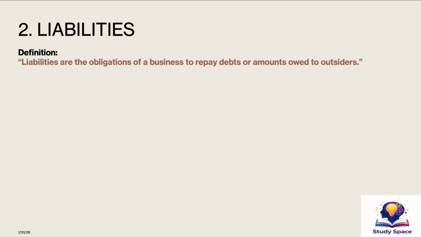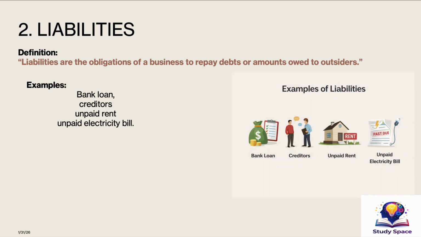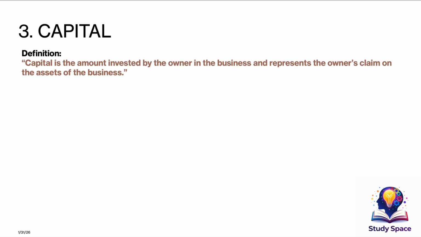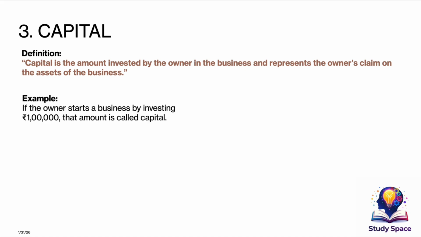Next is liabilities. Liabilities are the obligations of a business to pay money to others in the future. For example, bank loan, creditors, unpaid rent, and unpaid electricity bills. If the business has to pay it later, it is a liability. Liabilities are what a business owes to others. Liabilities are business debts.